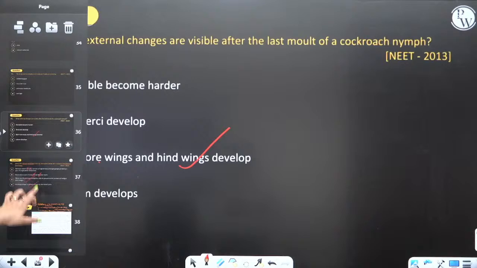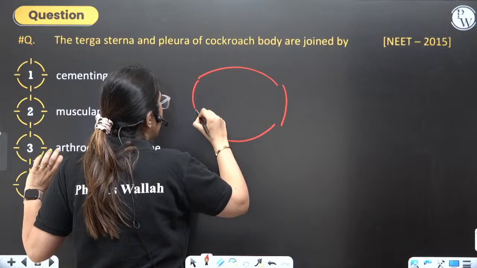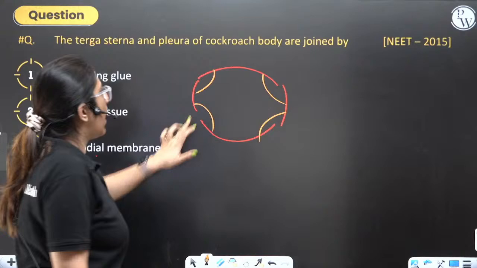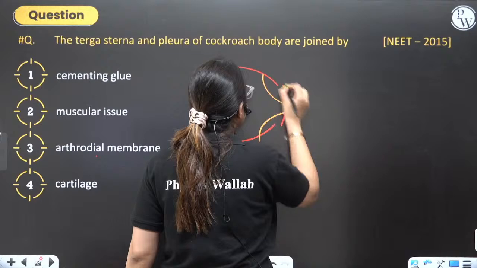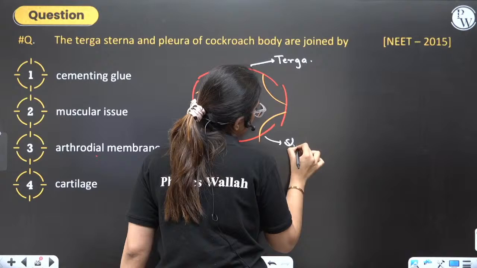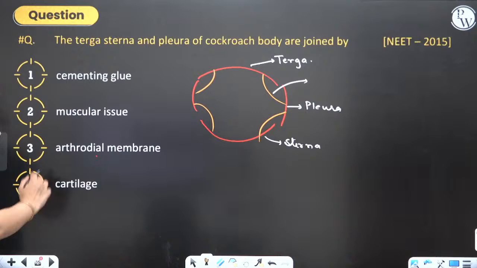The terga, sterna and pleura, how are they joined? I am talking about this orangish one. This is terga, this is sterna, this is pleura. How are they joined? What is the name? Option 3, arthrodial membrane. Yes, Rohit Gupta, absolutely right. Akash, absolutely right. Arthrodial membrane, very nice.